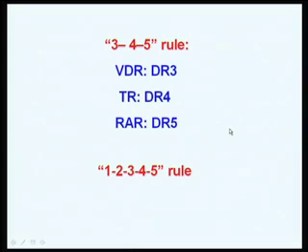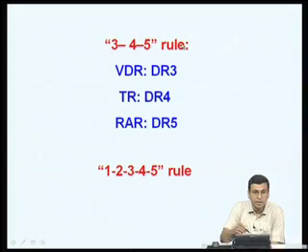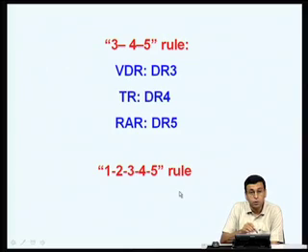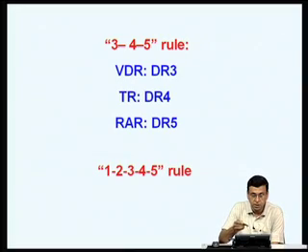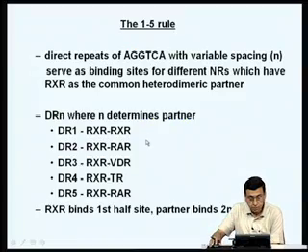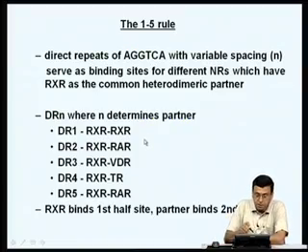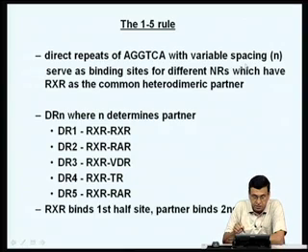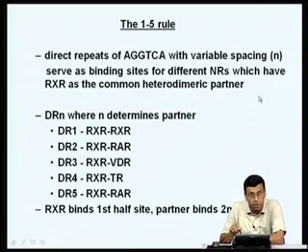Soon it became clear that the 3-4-5 rule actually became the 1-2-5 rule or 1-2-3-4-5 rule, because RXR was found to be a heterodimeric partner not only for binding to thyroid hormone receptor, TR, VDR and RAR, it also was required for other receptors. The direct repeats of AGGTCA with variable spacing were now found to serve as binding sites for different nuclear receptors which have RXR as a common heterodimeric partner.